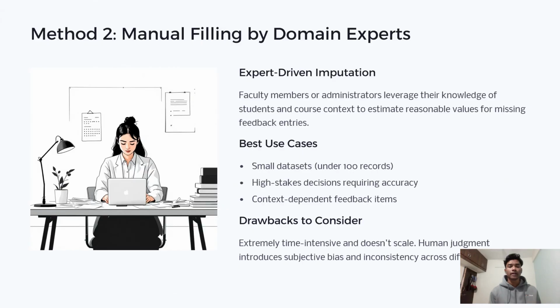Manual filling. Here, experts like faculty members or administrators manually guess or estimate the missing values based on their knowledge of students or the course. This works well for small data sets, high importance decisions, situations where context matters a lot. But it is extremely time consuming and human judgment can introduce personal bias.